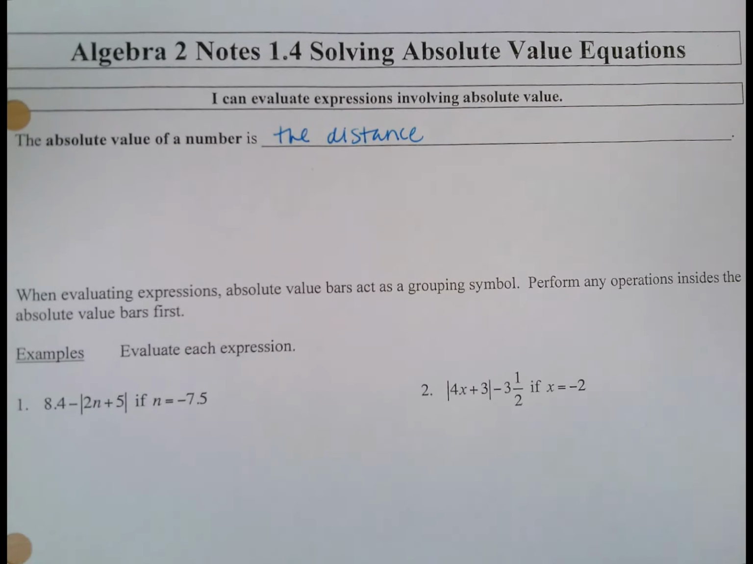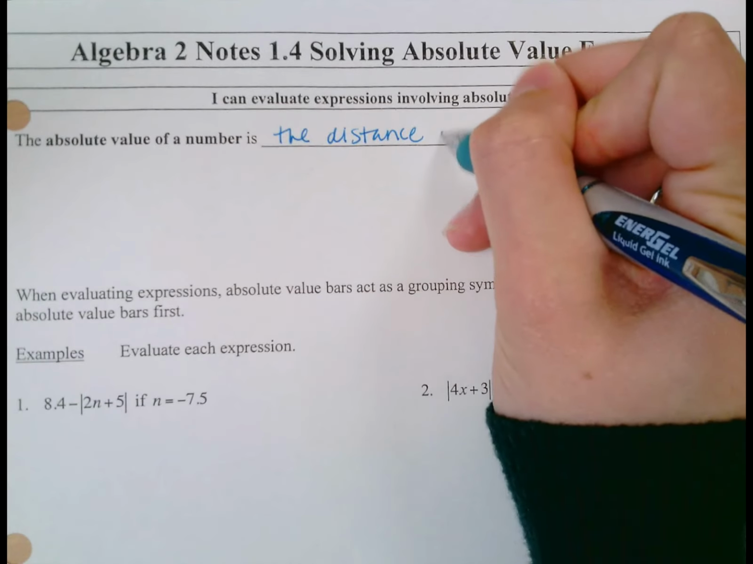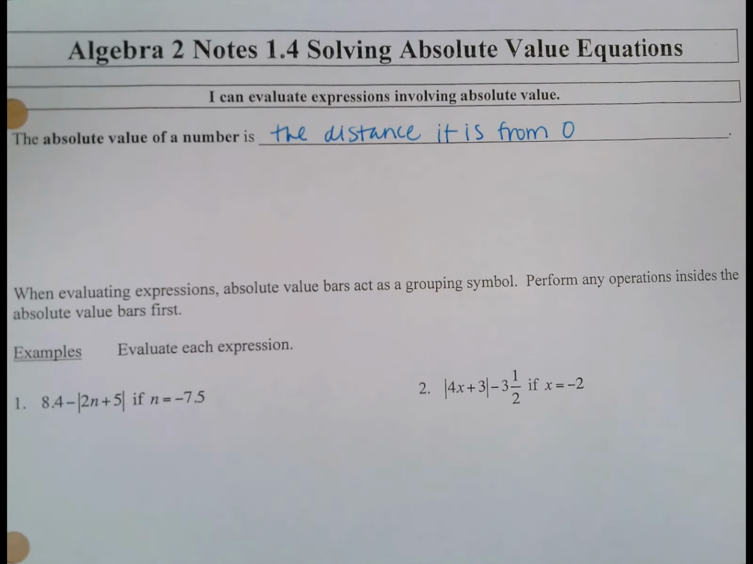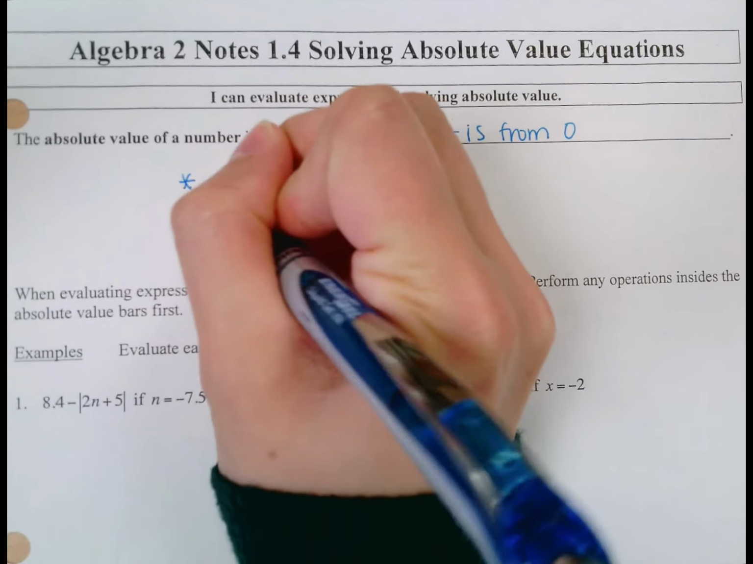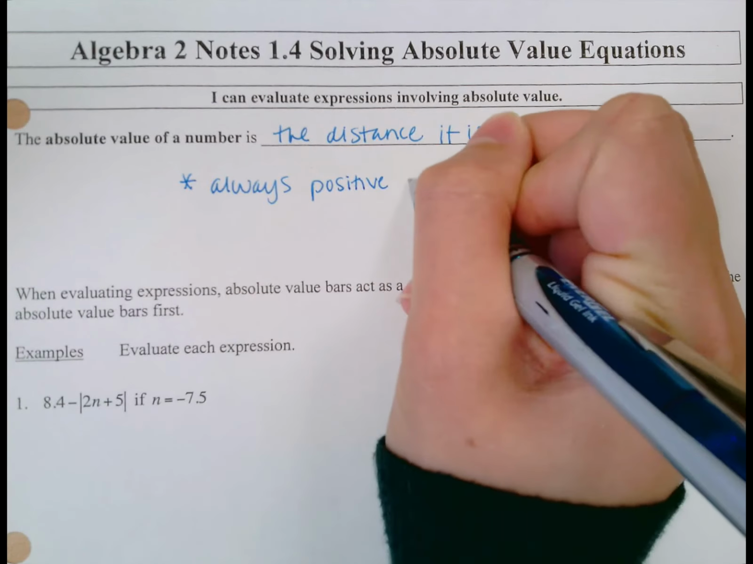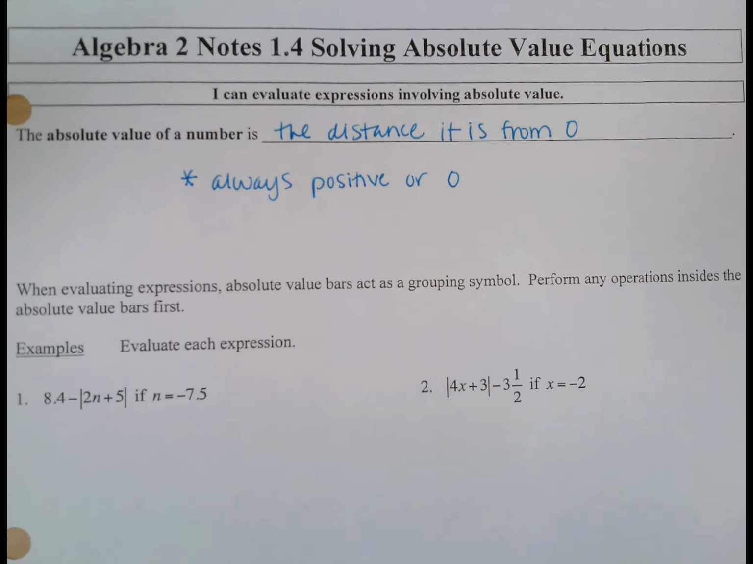So the absolute value of a number is the distance it is from zero. And what are some things we know about absolute value, or one big thing we know about absolute value, Trenton? So it's always positive. I'm going to put on here, though, it's always positive, or it could be zero. But like Trenton said, it just can't be negative. So since zero isn't positive or negative, that's why I include it's positive or zero, because it could be zero.